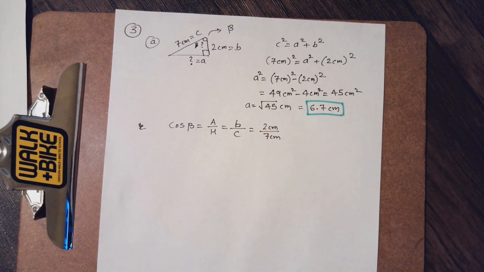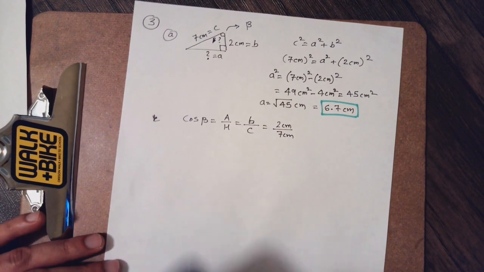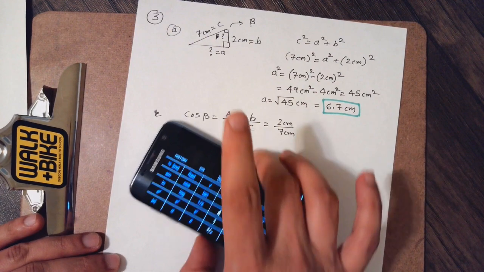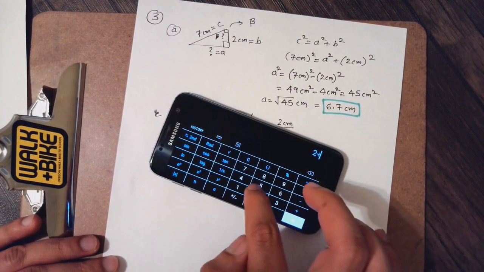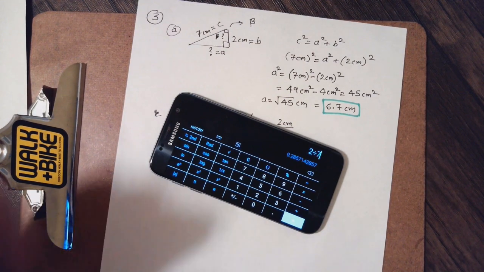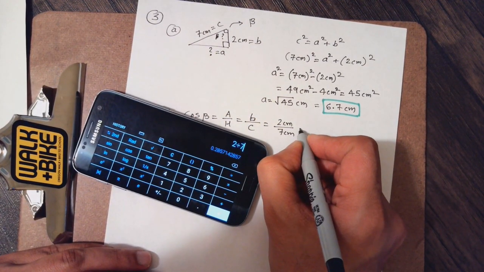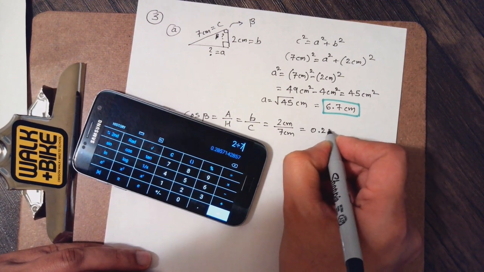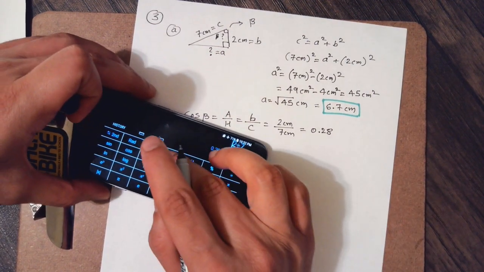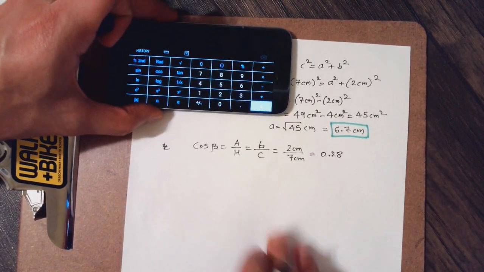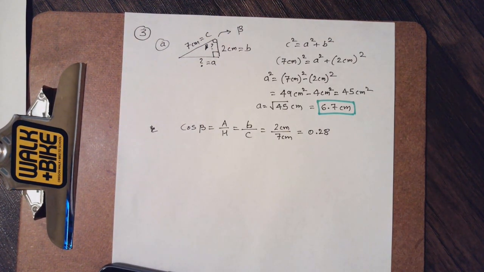So what is this here? You can also use a calculator. Two divided by seven is 0.285 or 0.28. Okay, well, that's good. You found cosine of beta, but how do you find beta? You're supposed to find this angle beta. How do you find that?